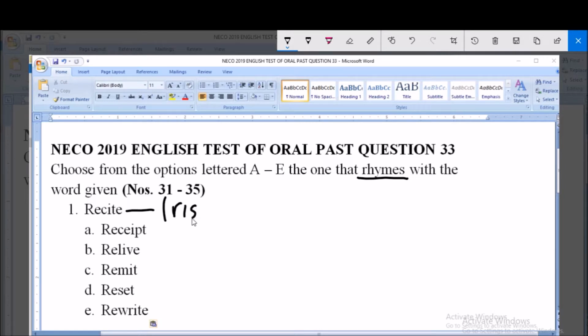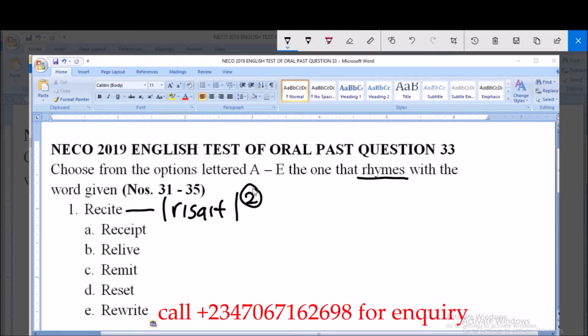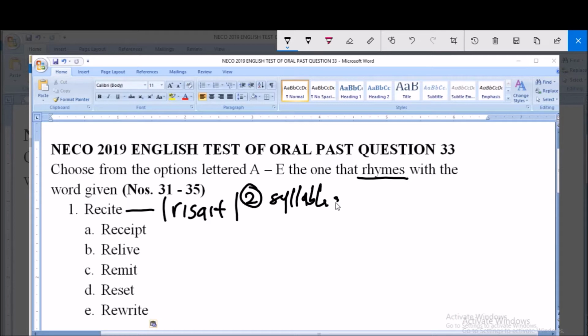Remember, I told us that we have two ways to rhyme. Now, in this way, we have two syllables. So take note of that. Two syllables. Then we have option A.